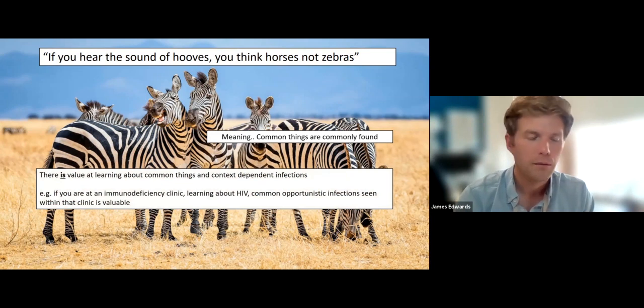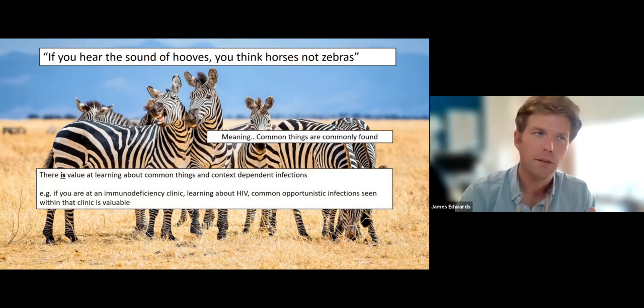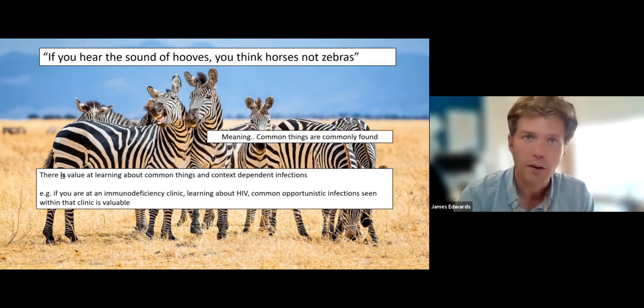It's a fairly obvious thing to say, but I'm always surprised by the number of medical students that, certainly in the UK, focus on the weird and the wacky rather than the things which, dare I say it, might be more common, a bit more boring. But actually, there's an awful lot of value in learning about those particular things. So learning about common things on particular placements, when you're learning about a particular case, there's a lot of value.